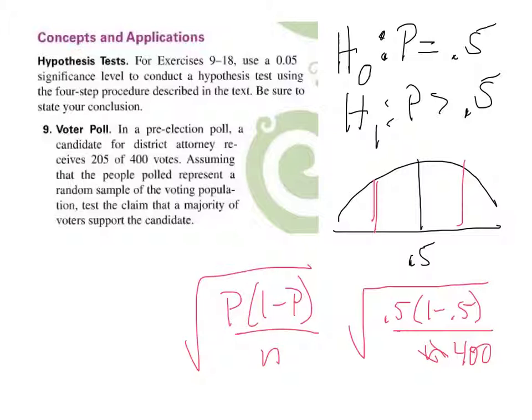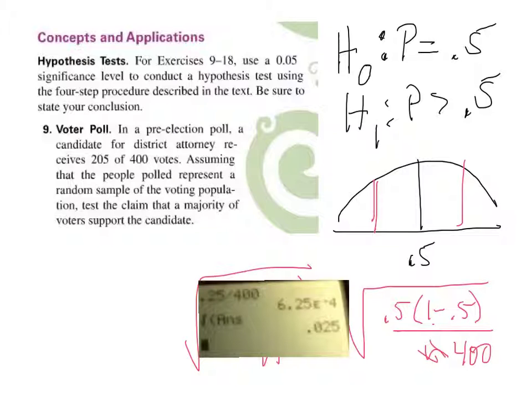Okay, now we're going to multiply that. So 1 minus 0.5 is 0.5, and then 0.5 times 0.5 is 0.25. And then we're going to divide 0.25 by 400, and that's what I'm getting on my calculator: the standard deviation is 0.025. So now I've got H0 and H1, and I've got the standard deviation.